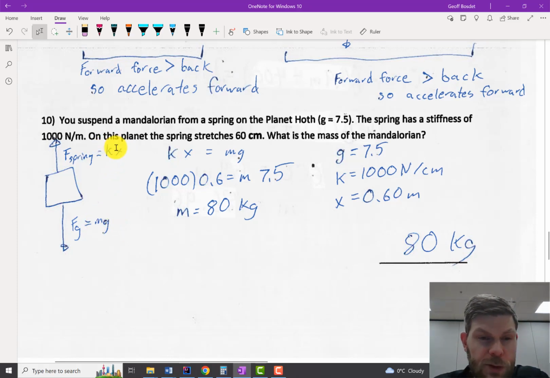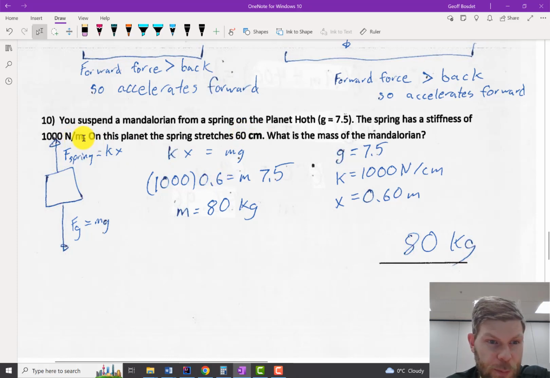And remember, our formula for spring force is equal to K, which is a rating of how stiff the spring is, how hard it is to stretch or compress. So thicker, tougher springs have a bigger K. And X is how far you've stretched or compressed the spring. So in this case, we've stretched the spring 60 centimeters or 0.6 meters.